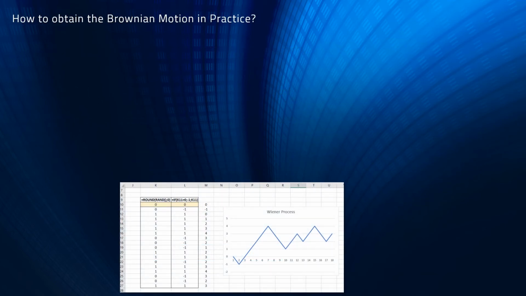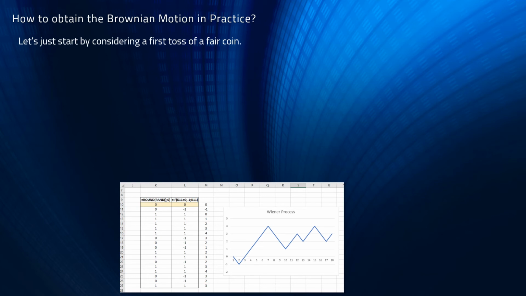Let's go on and focus on how to obtain the Brownian motion in practice. We saw that the Brownian motion in general has continuous trajectories, and that it must be equal to 0 if t is equal to 0, and we saw the last two properties, which are not really useful if we want to obtain some useful results with MATLAB or Excel. So let's try to put this into practice.